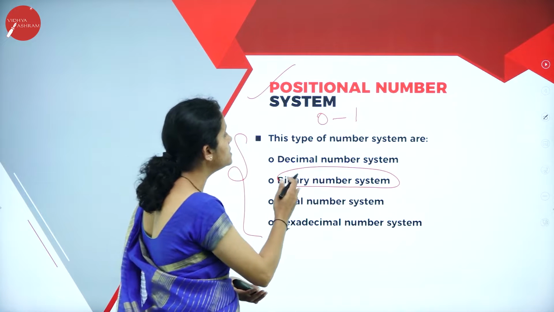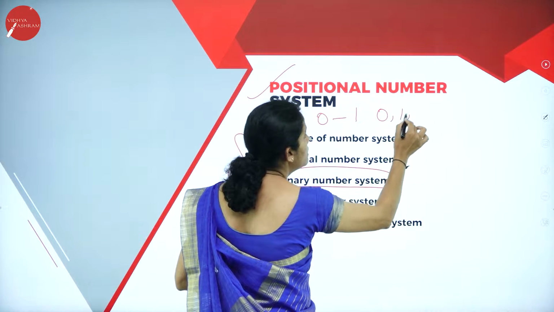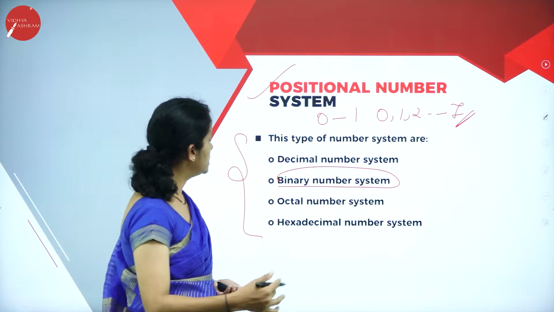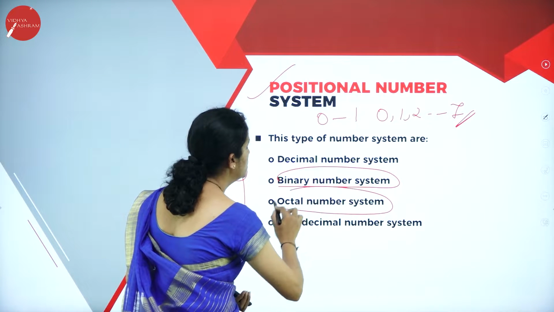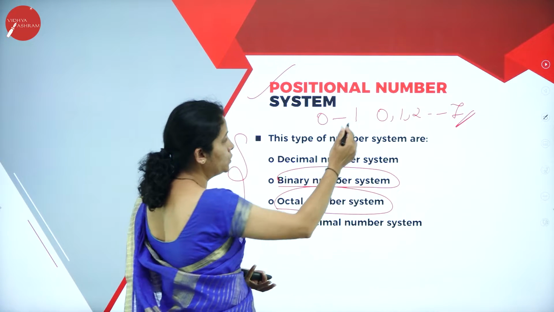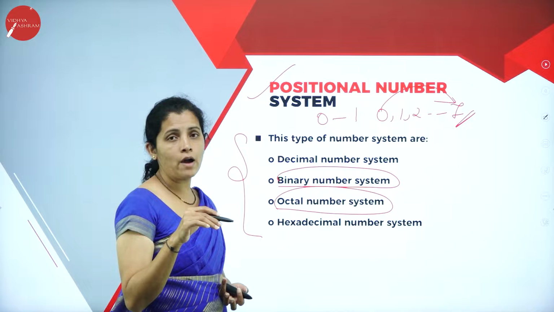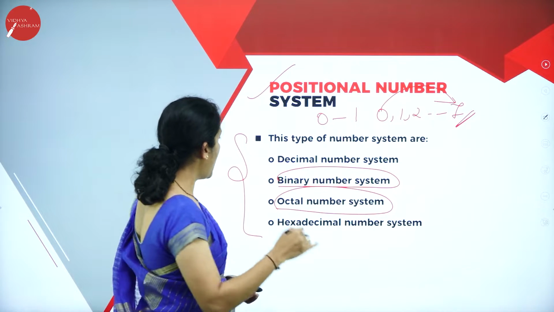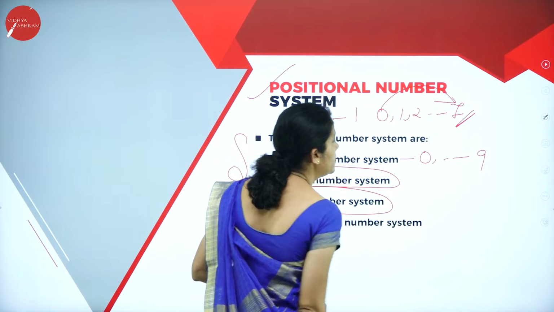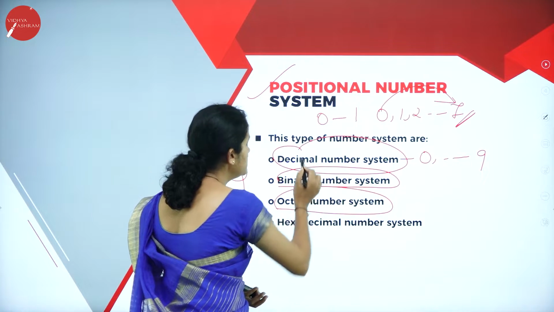Suppose my number system is capable of performing only 0, 1 up to 7, then what kind of number system is it? It is nothing but the octal. So what is octal? It is nothing but 8 digits, including 0 to 7. I'm going to have 8 digits. And if I have 0 to 9, then this is an example of the decimal number system.